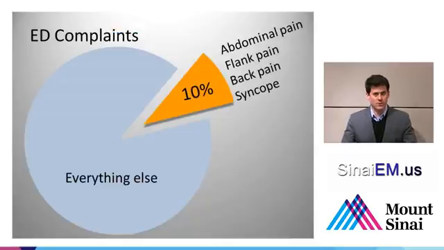So what are some common complaints where you should consider abdominal aneurysm? Abdominal pain and flank pain are pretty standard. People generally recognize those. And back pain and syncope are other things to consider. I'm not suggesting that every single patient with syncope should have an evaluation with ultrasound, but it's something to consider when there's no other cause, and just have a decent threshold for suspecting this.